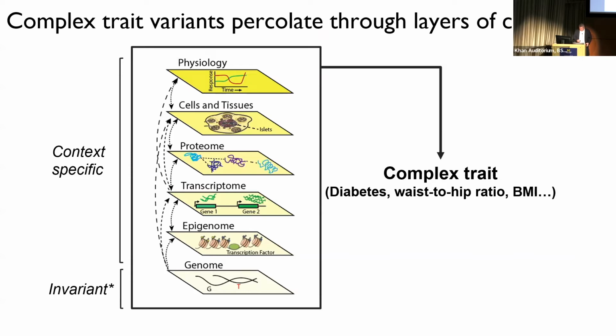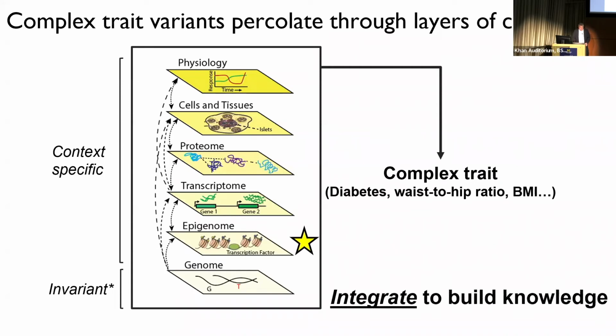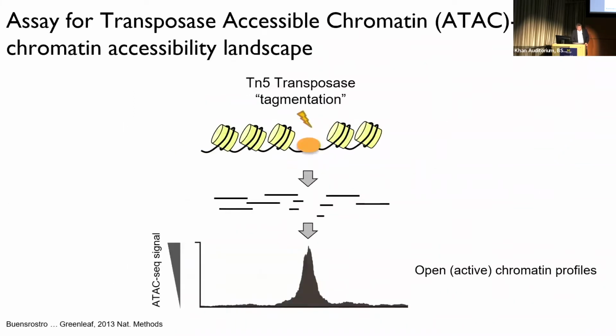I like to put a gold star next to the epigenome because I think it is the most proximal molecular layer after genetic variation that propagates the effect of a genetic variant through these different omic layers into the organismal phenotype. So it's critical to look at the epigenome, but also to integrate across genetic, epigenome, and transcriptome layers. So how do we measure the epigenome?